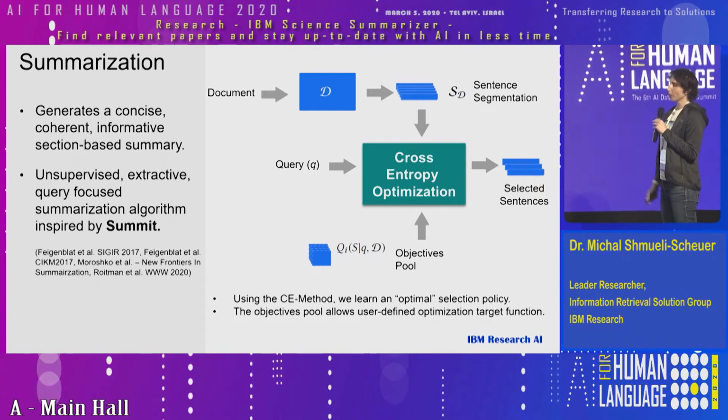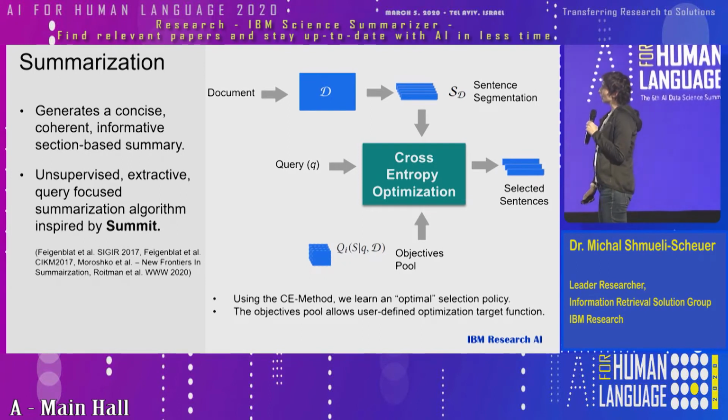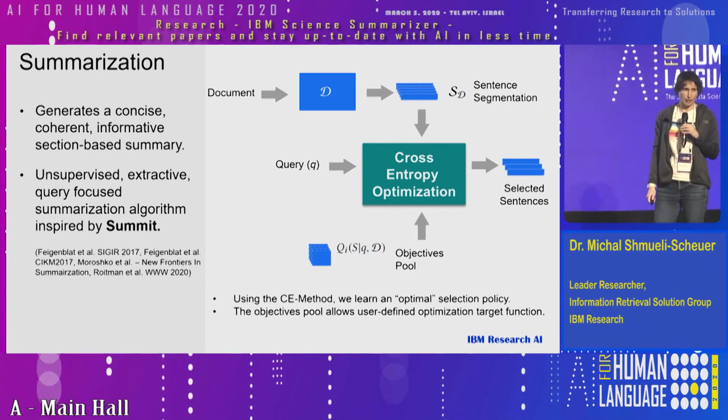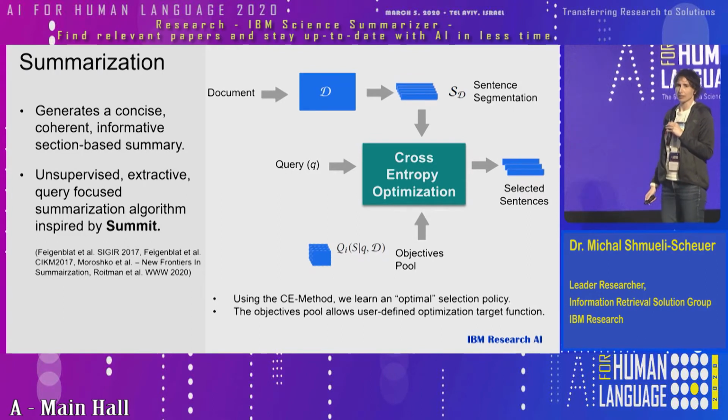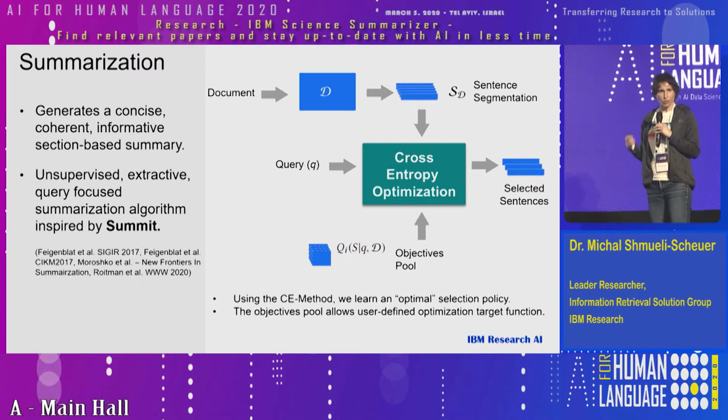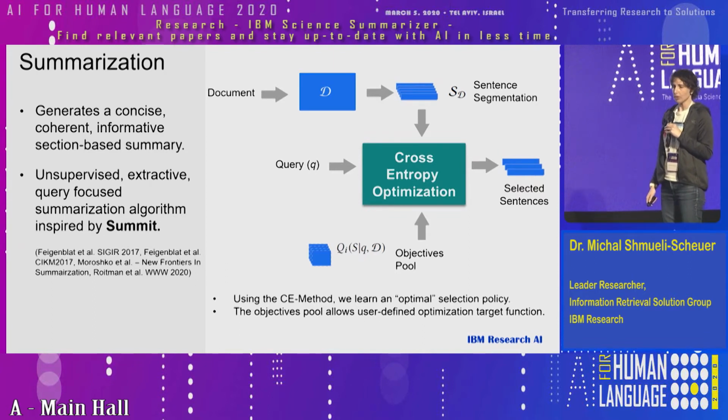We have the user query as another input, and we also define something that we call the objectives pool. Basically, those are objectives where the user can define what their target optimizations should be. I'll show an example in a few slides. All those inputs go to the core of the system, which is cross-entropy optimization. The output is the selected sentences, which are our summary.